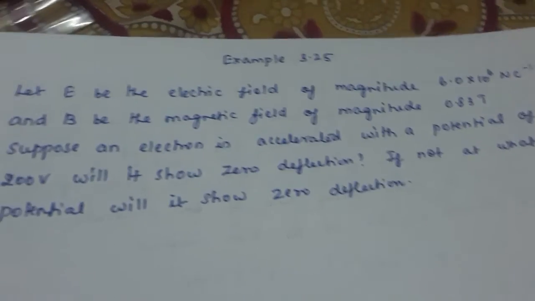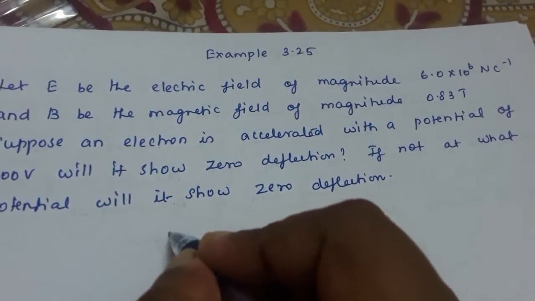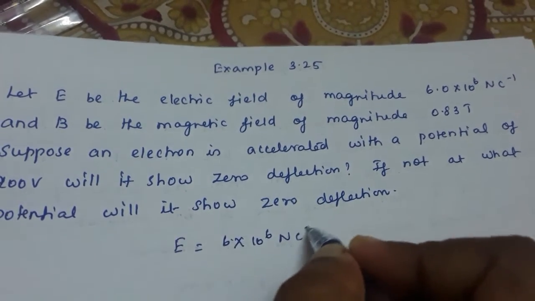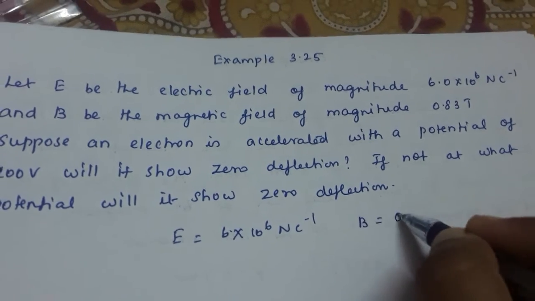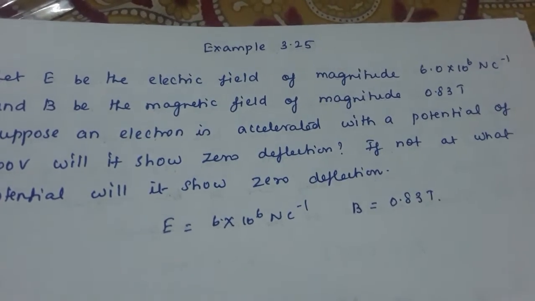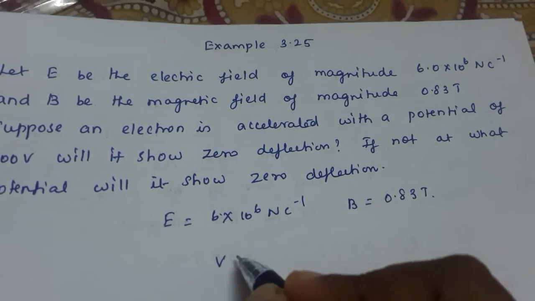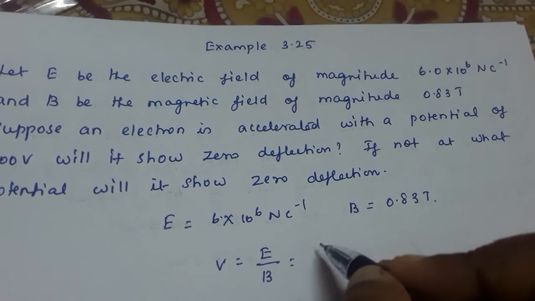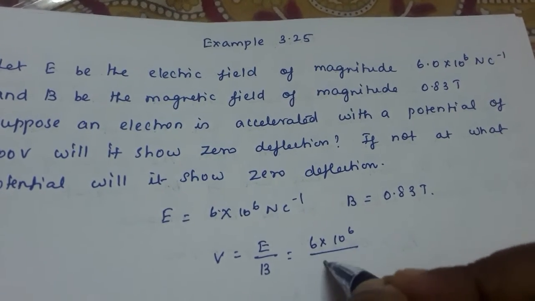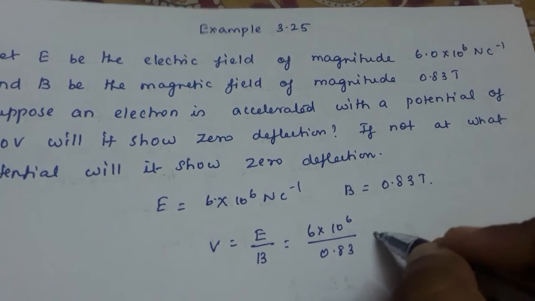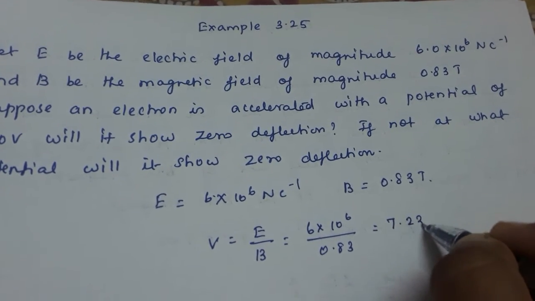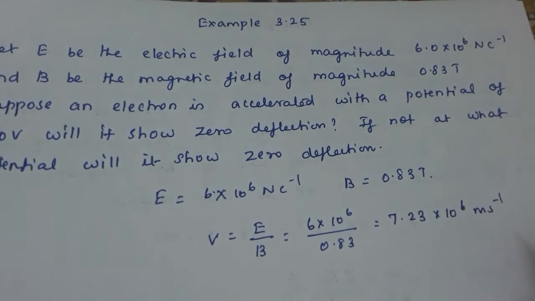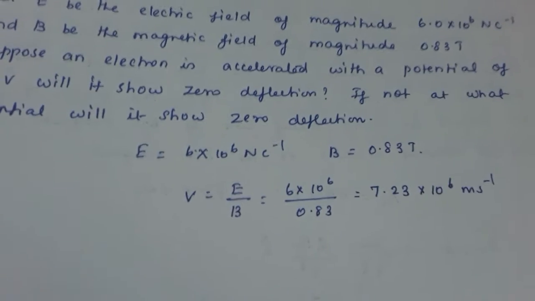So what are the things given here? The electric field and the magnetic field are given. The electric field is 6 into 10 raised to 6 Newton per Coulomb and the magnetic field is 0.83 Tesla. Now we can find out the velocity of the electron. The velocity of the electron is v = E/B, so 6 into 10 raised to 6 divided by 0.83. If you divide this value, you will be getting 7.23 into 10 raised to 6 meter per second. This is the value you will be getting.